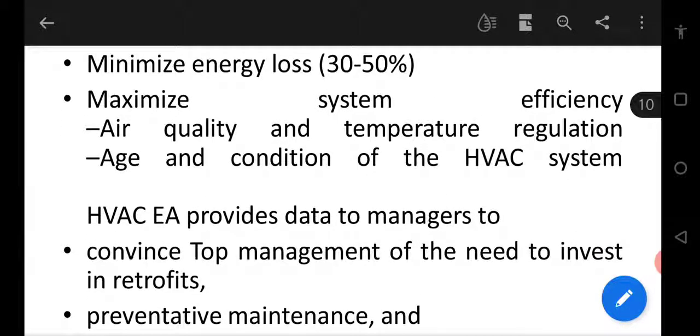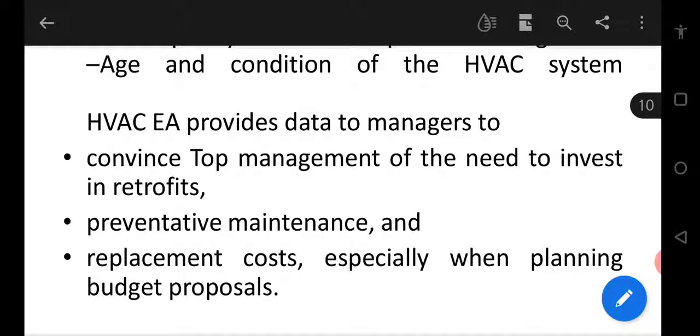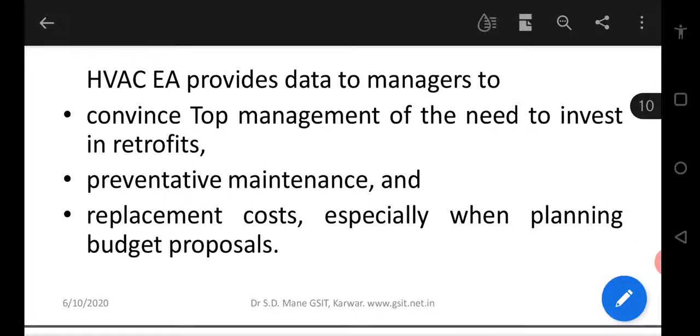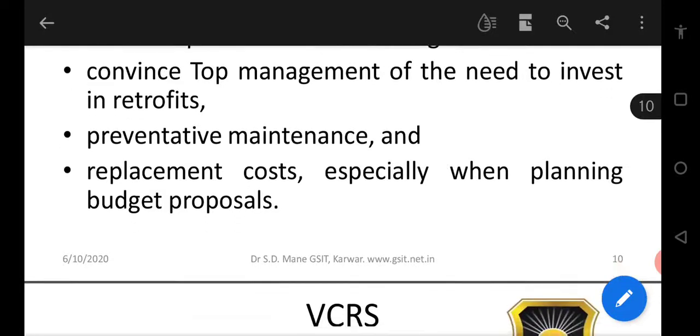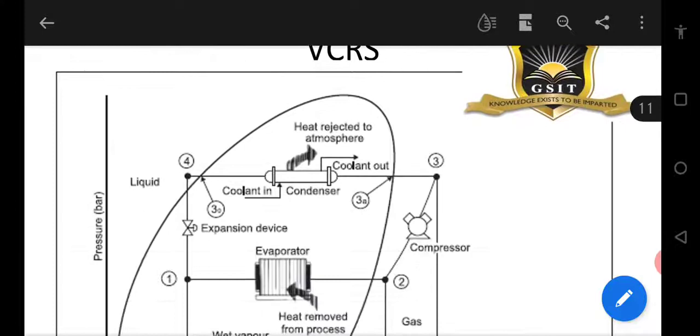Like air quality and temperature regulation, condition of the HVAC system. So this HVAC audit report we need to submit to the managers. It is required to convince the top management why they should invest in the retrofits. If you suggest some ENCON, energy conservation measures, why do they need to invest? And then what are the maintenance aspects and replacement costs? Because nowadays budgets have become very tight.